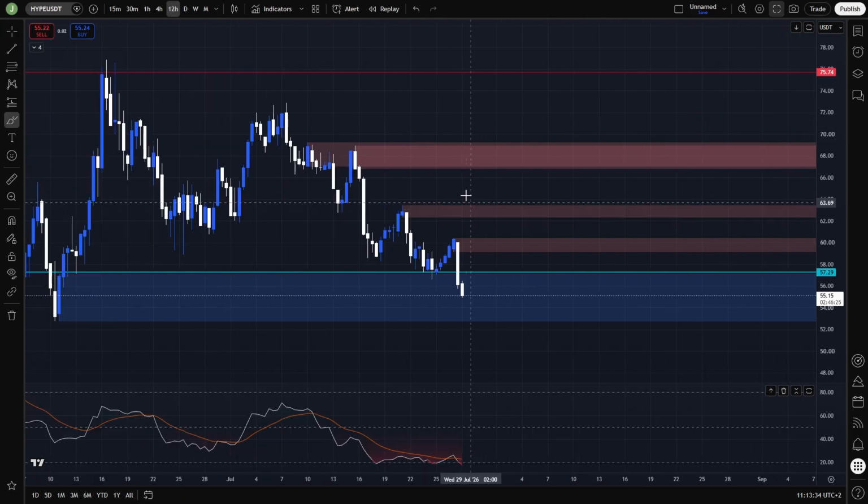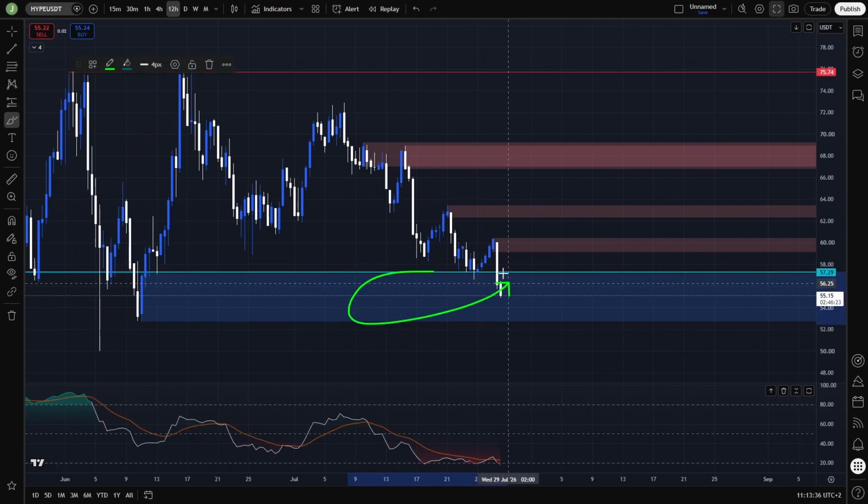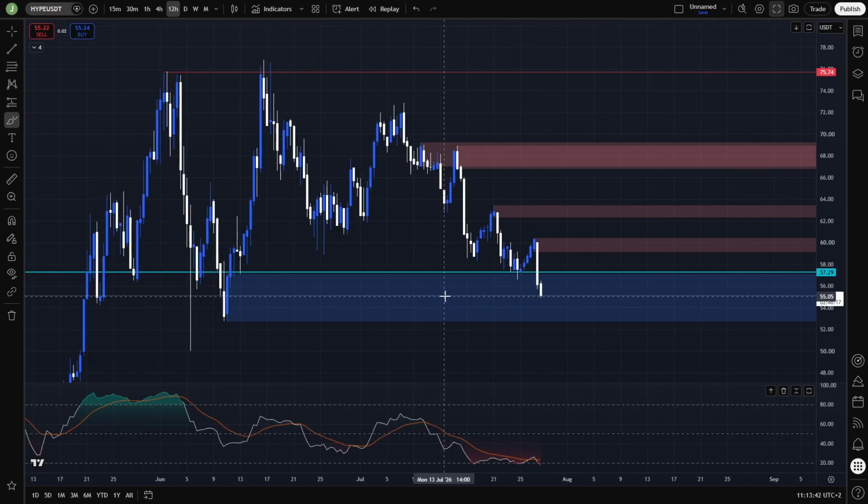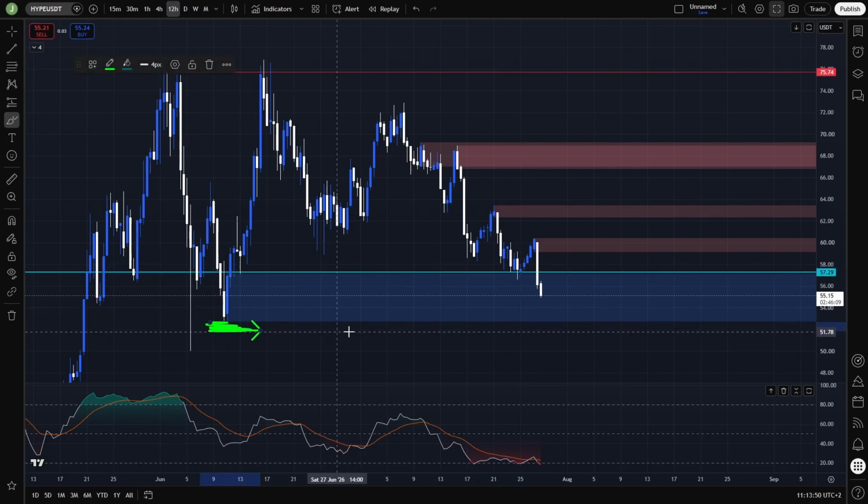Right now let's start today on a 12-hour chart. This bullish order block is between levels 57.2 and 52.72, and if you saw my previous analysis, you know that I was waiting here for a retest of this bullish order block, and exactly here I took a long position with a stop loss under this bullish order block.